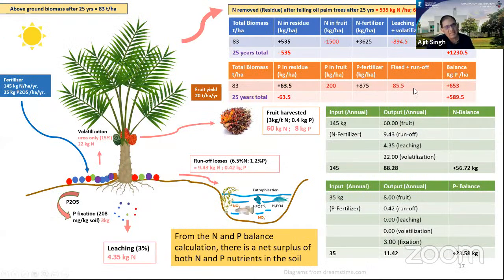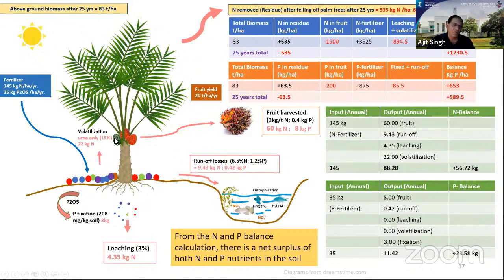So I've tried to summarize everything here in a diagram. And you can see here the amount of fertilizer that is being added is around 145 kg of N per hectare. And the P is around 35, this is on average. And this is just for calculation purposes. And then this is the input in blue. The output, what is being lost, is in red arrows here.